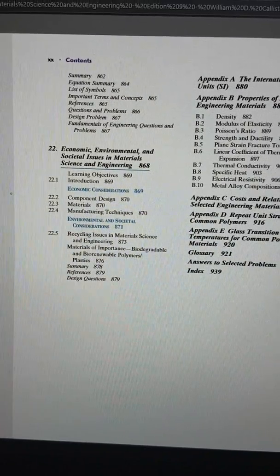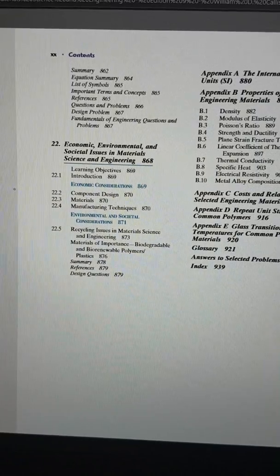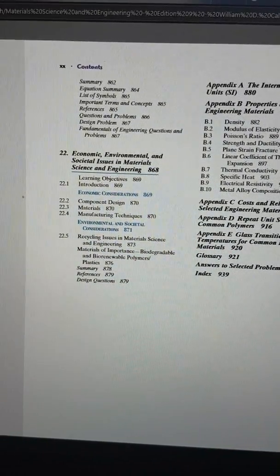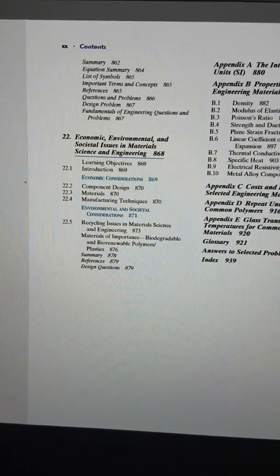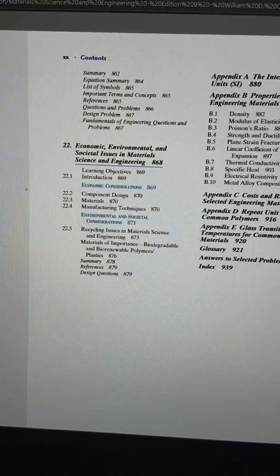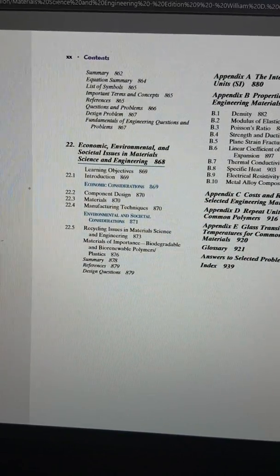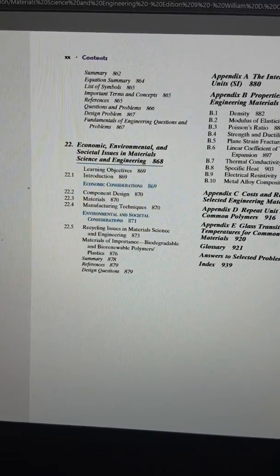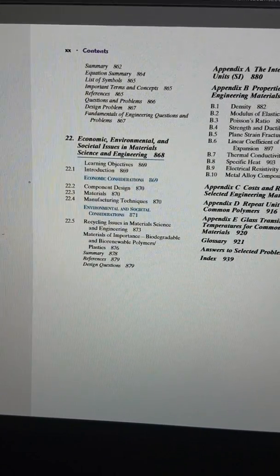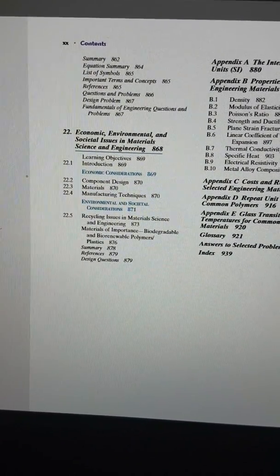And in chapter 22, we're going to talk about economic, environmental, and societal issues in materials science and engineering, because this is also a very wide topic, and we know that the environment and climate change are very much a concern when it comes to materials. So economic considerations, environmental and societal considerations as well. So these are just the topics that we are going to deal with in this section of our lectures on materials science and engineering. So we're going to start with chapter 1 in the next video.